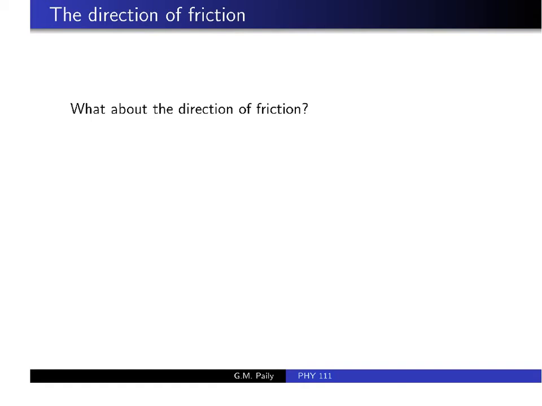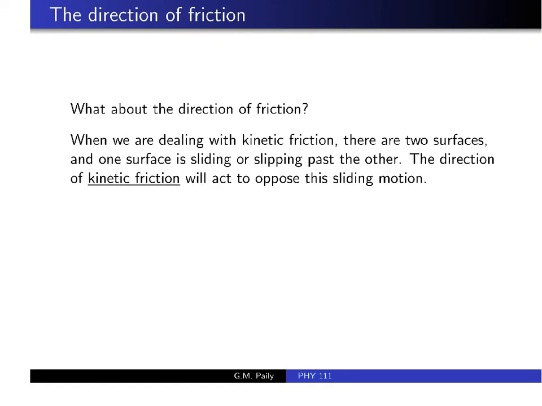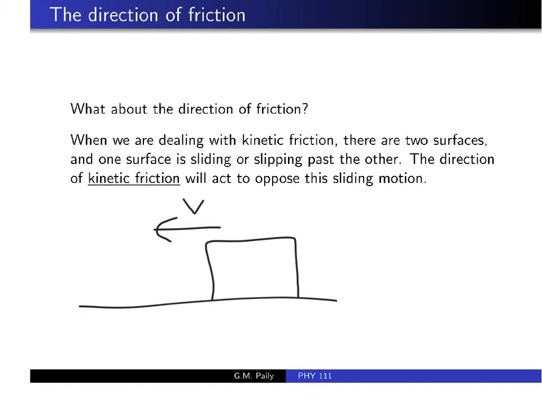So, what about what I was saying earlier about the direction of friction? When we are dealing with kinetic friction, we have two surfaces where one is sliding past the other. The direction of kinetic friction will act to oppose this motion. So, for example, supposing we have a table and a box, and the box is sliding this way, and there is some friction between the box and the table, well then there will be forces of kinetic friction.